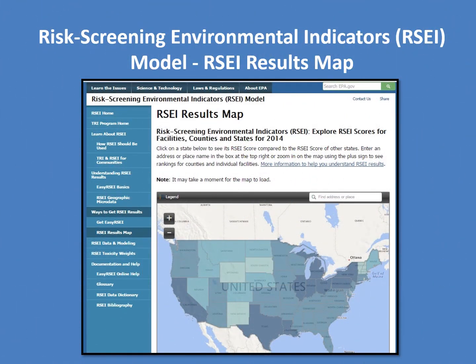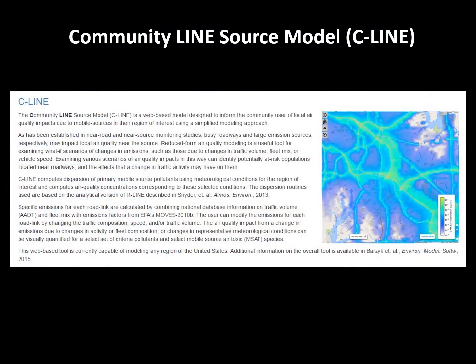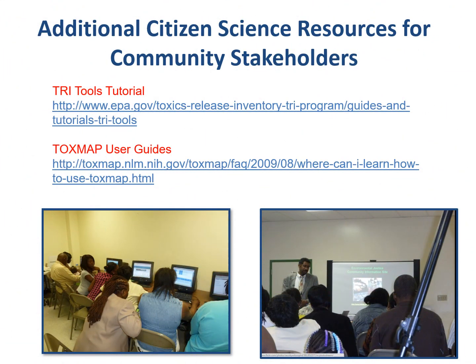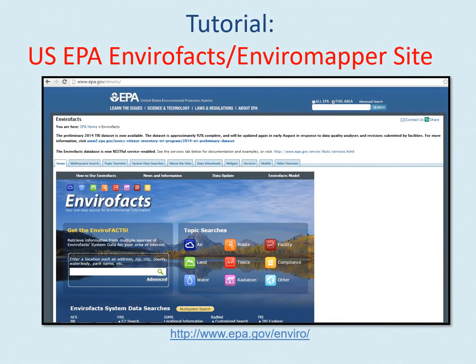Then there's the RSEI, the Risk-Screening Environmental Indicators results map, and also the C-LINE highway pollution map, and the CMAQ community multi-scale air quality modeling map. These online mapping tools have tutorials that will enable users to use them effectively. They are very user-friendly once you understand how to use them via these tutorials and users guides.